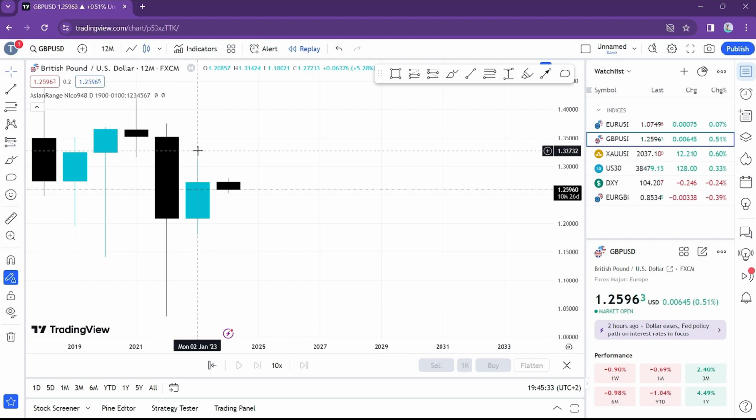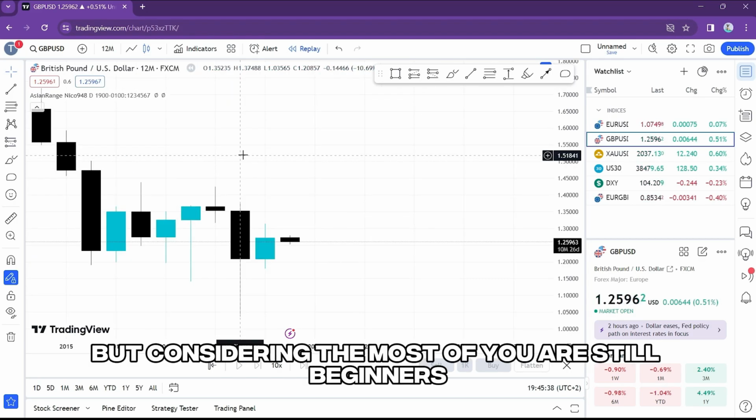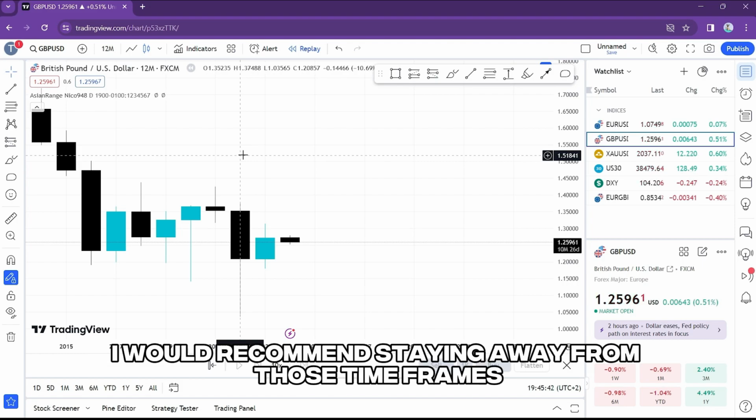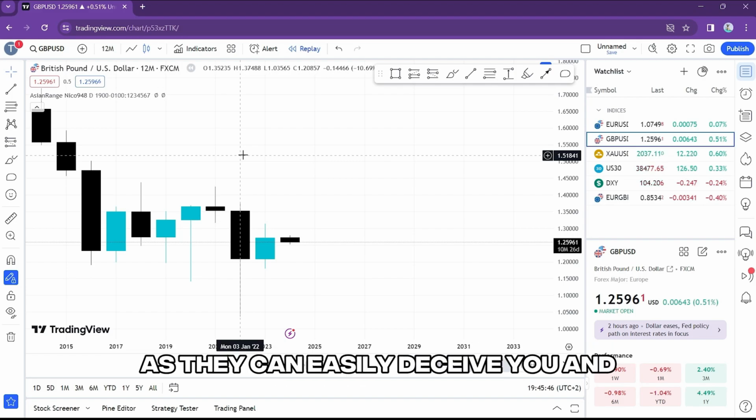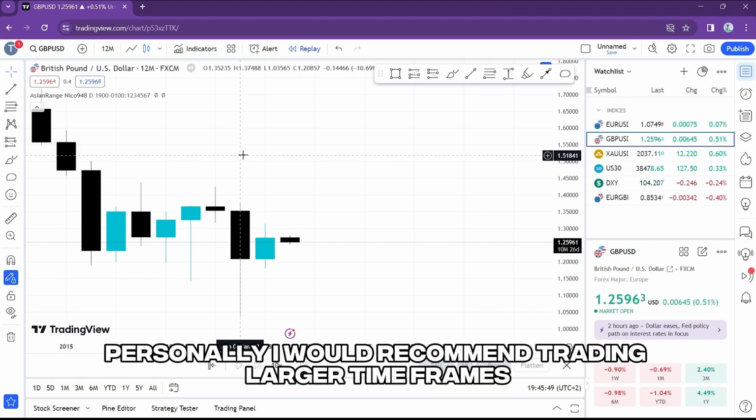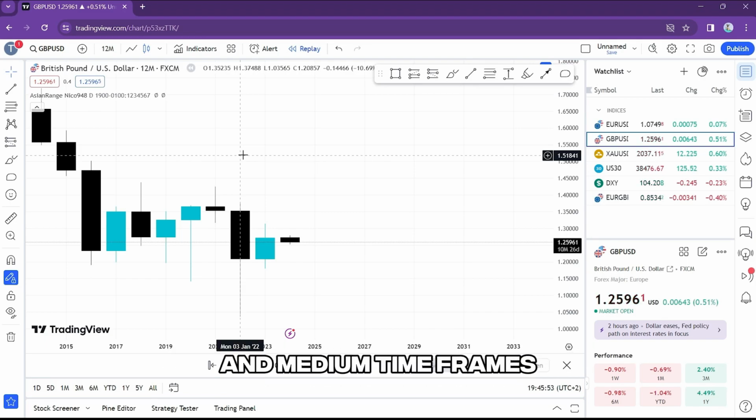Okay, for advanced traders, we have also seconds that can be used, but considering most of you are still beginners, I would recommend staying away from those time frames, as they can easily deceive you and can make you lose your money. Personally, I would recommend trading larger time frames and medium time frames, like from 15 minutes and up.